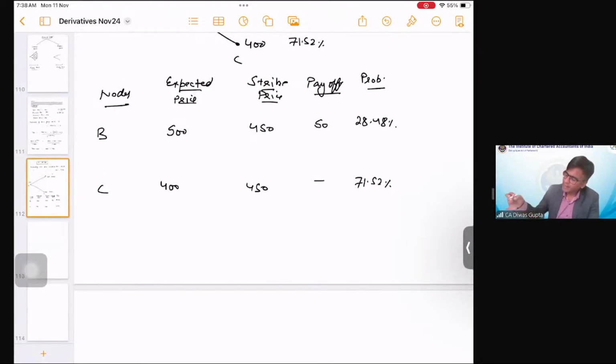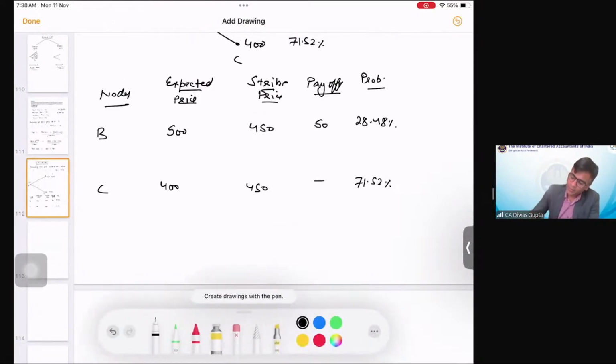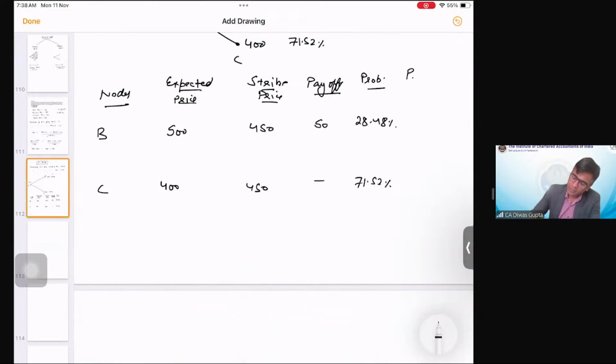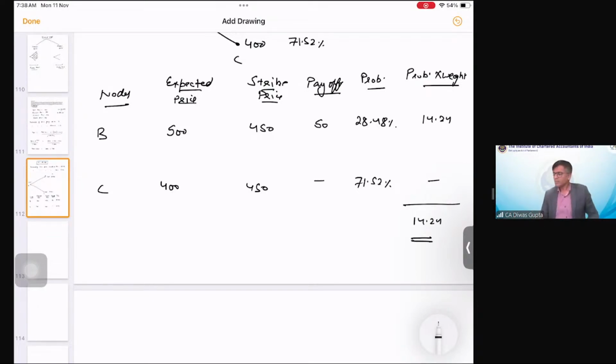Clear? And lastly, we will put probability into weight. This will become 14.24 and nil. 14.24 becomes the weighted average payoff at both node B and node C put together.